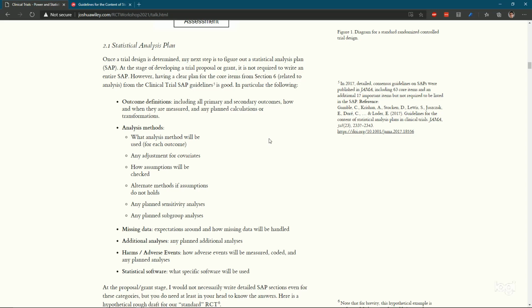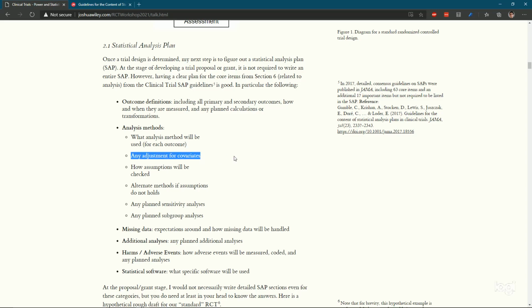Next are the analysis methods. What analysis method will be used? And that's needed for every single outcome. If all your outcomes are basically the same sort of variable, they're all continuous, normally distributed, measured at the same time point only once, then probably you would have the same analysis method for each of them. But if some of them are not normal, some of them are binary, some of them are survival, they're measured at different time points, one of them is a longitudinal one, you'll need different analysis methods for each of those.